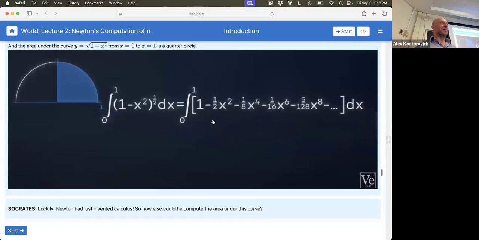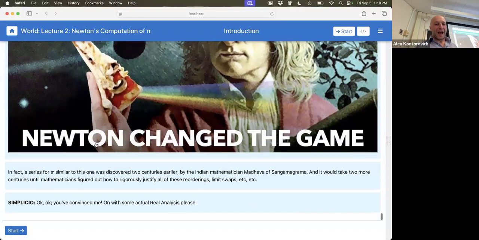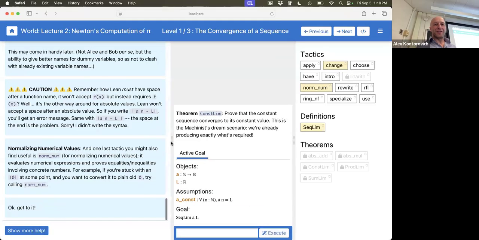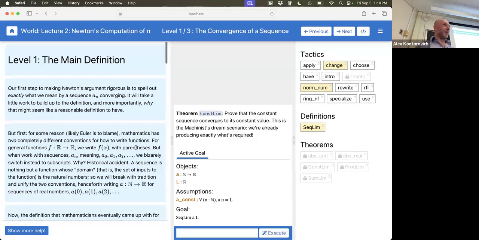All right. Any other questions? Let's do some actual real analysis. All right, the main definition. This definition is the definition to motivate all other definitions. We're now doing real analysis. The first step to making Newton's arguments rigorous is to spell out exactly what we mean if we have a sequence and it converges. It'll take a bit of work to work up to this definition. Okay? And more importantly, I want to convince you, I don't want to just tell you, here's the definition, let's start working with it. Why? Why would this be the definition? It's a very not immediately obvious thing that this is the right thing to do. And this is how you should work.